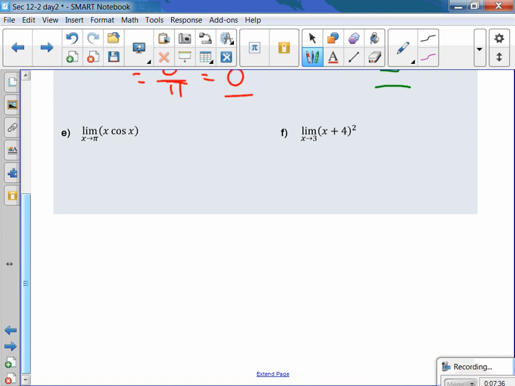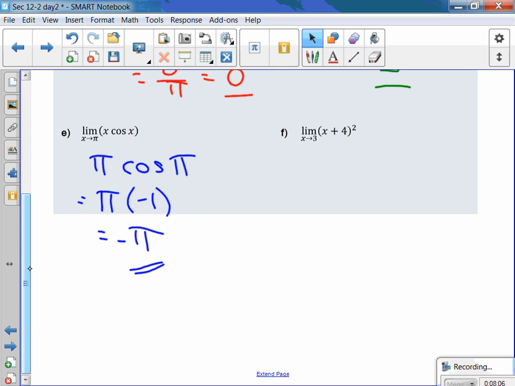The limit of x times the cosine of x as x approaches pi. We need direct substitution, right? We've got our pi times the cosine of pi, coming up with a negative pi. Yeah, some of you do remember the unit circle. Good. Absolutely. And the limit of x plus 4 quantity squared as x approaches 3.